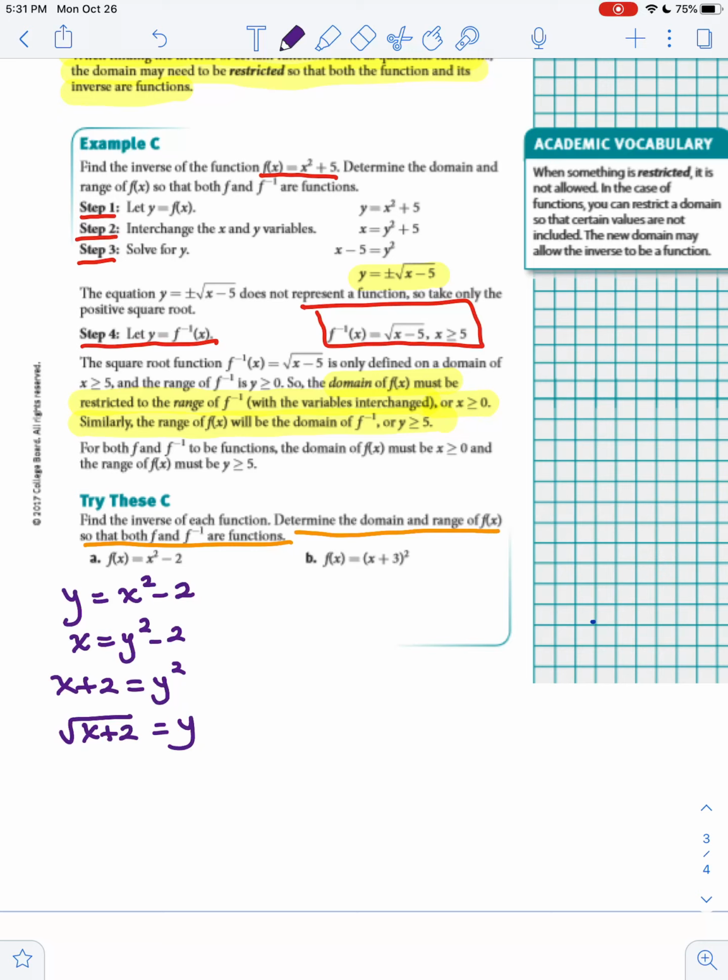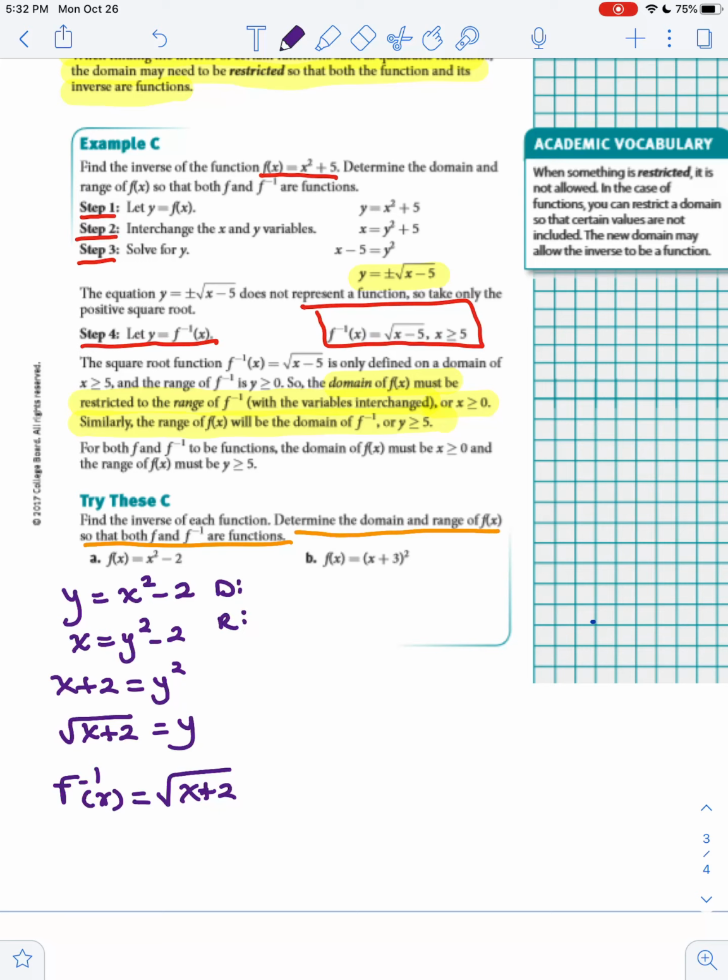And finally, take the square root of both sides. And typically when we take the square root, we have a plus or a minus, but we're just going to keep the positive in order to allow this inverse to be a function. So we end up with f inverse of x is the positive square root of x plus 2. Okay, so finding the inverse is not a problem.